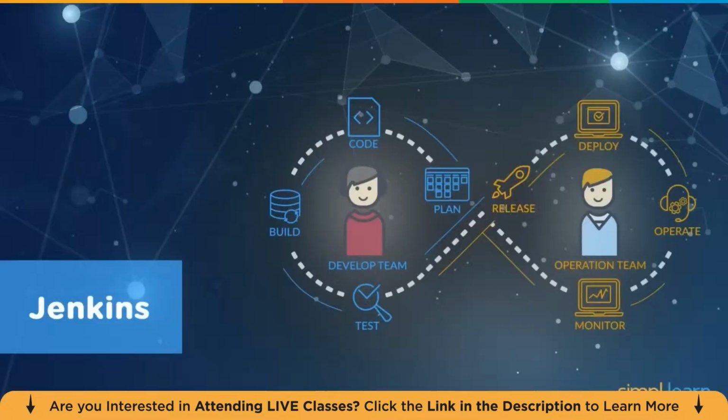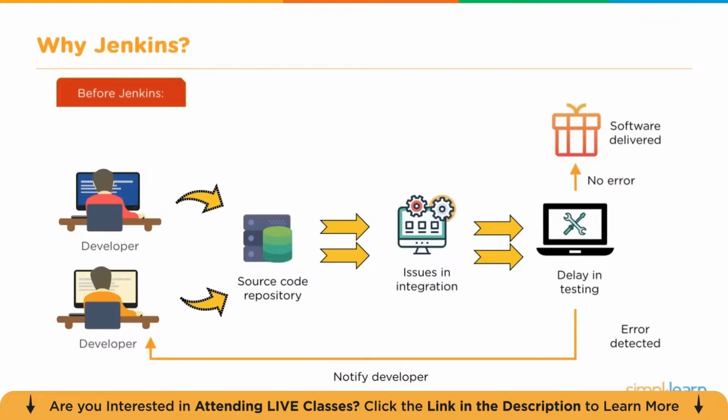So let's look at the center, the heart of your DevOps environment, and that center is Jenkins. Before Jenkins, developers would work on their code, and the code would then be checked into a source repository. You would then check for any issues, and then send that code over to the operations team, and there would be a delay in delivering software.